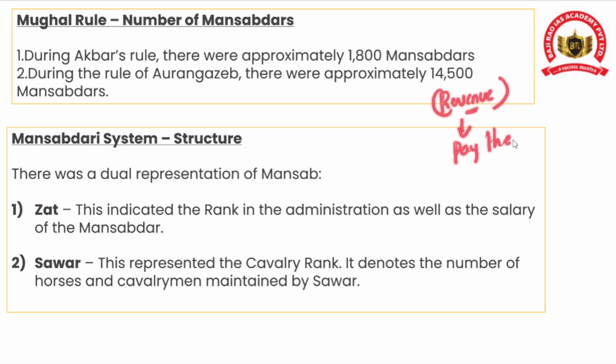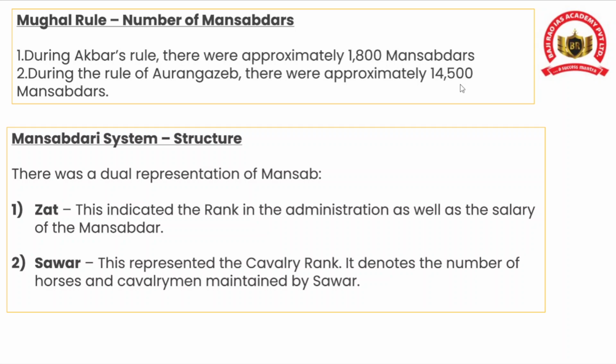On the other hand, the number of Mansabdars under Akbar was just 1800. Because of this, the revenue collected was paid to those Mansabdars as salaries. Under Aurangzeb, because of the huge number of Mansabdars, the revenue collected was not enough to pay salaries to them.